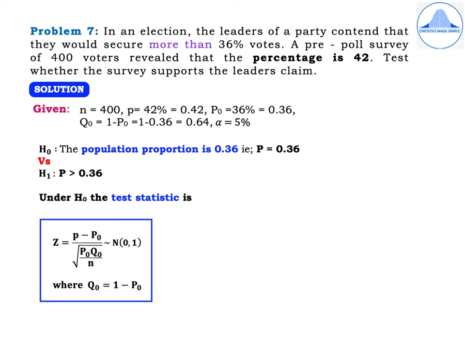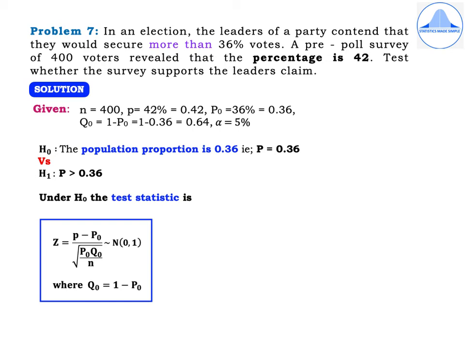Problem 7. In an election, the leaders of a party contend that they would secure more than 36% votes. A pre-poll survey of 400 voters revealed that the percentage is 42. Test whether the survey supports the leader's claim. So in the question, the first sentence itself, they have mentioned that the leaders of a party contend that they would secure more than 36% votes.